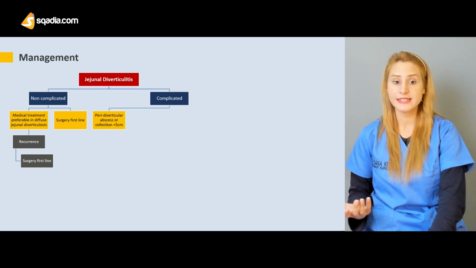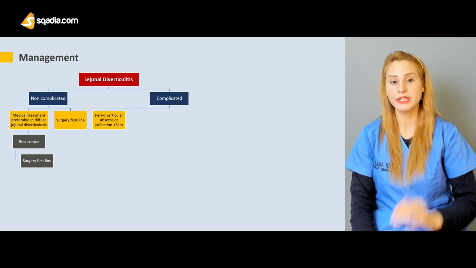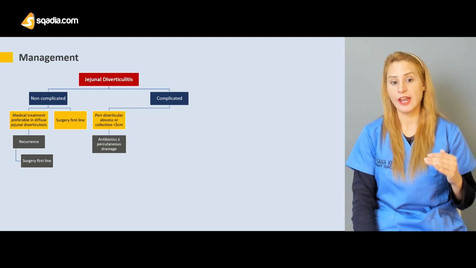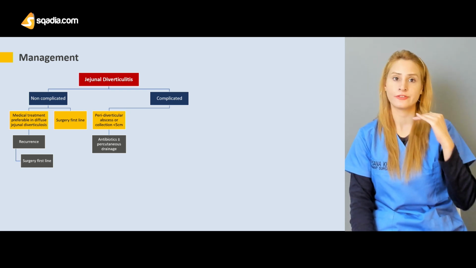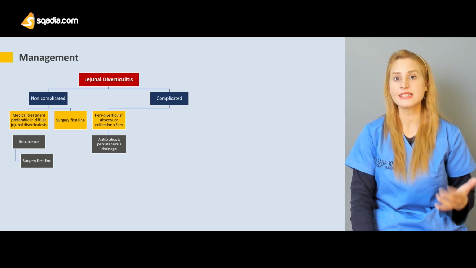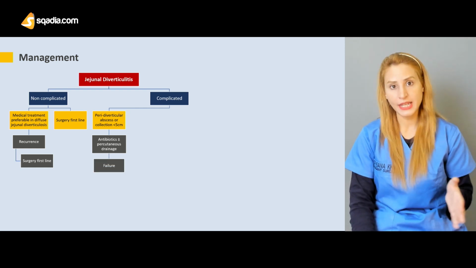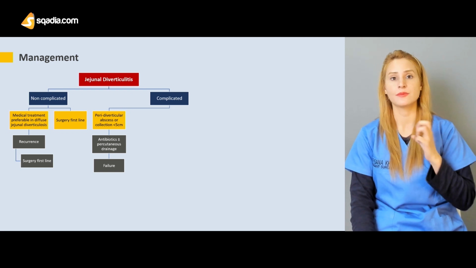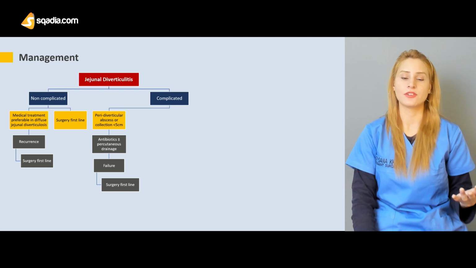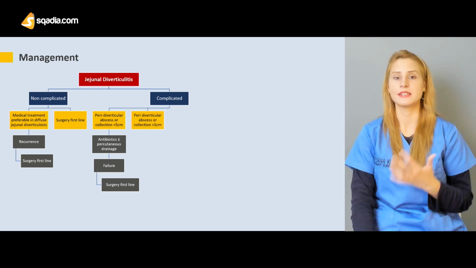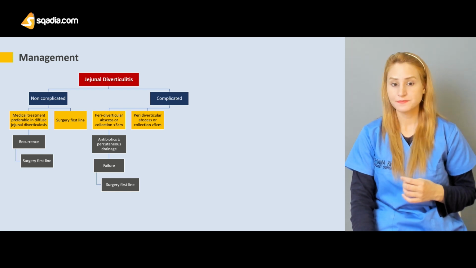In complicated cases, there can be peridiverticular abscess, there can be perforation, there can be bleeding. So if there's a peridiverticular abscess or there's a collection less than 5 centimeter, then you have to go for antibiotics and you have to go for the percutaneous drainage. And if the combination of the antibiotics with the percutaneous drainage fails, then you have to go for surgery. Surgery is a diverticulectomy, of course, and we'll be discussing it in the next section.